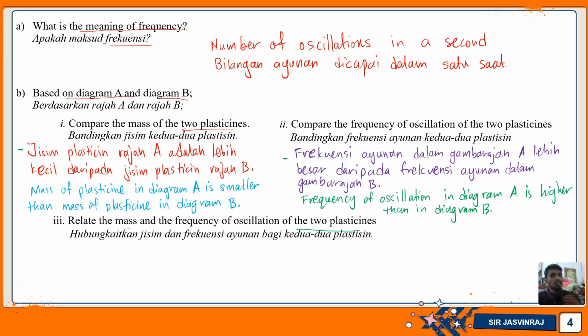Okay, bagaimana tadi kita buat bandingan antara gambar rajah A dan gambar rajah B kan? Begitulah sama juga sekarang ni kita akan buat bandingan antara jisim dan frekuensi. Dua fakta fizik. Kita boleh kata, kalau jisim dia tinggi, frekuensi dia kurang. Ataupun kita boleh kata kalau jisim dia kurang, frekuensi dia tinggi.